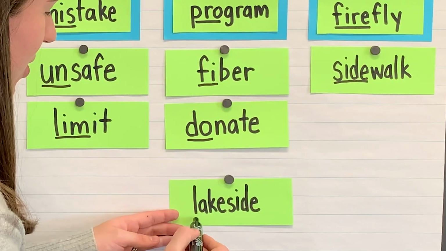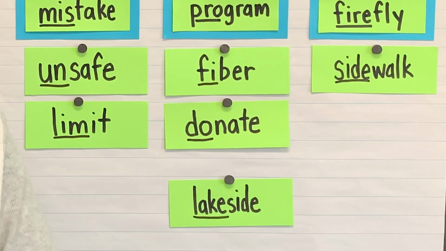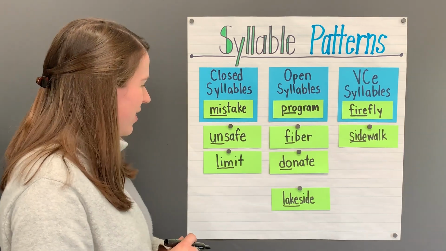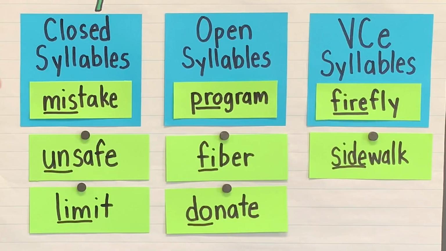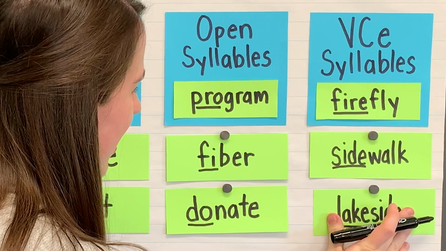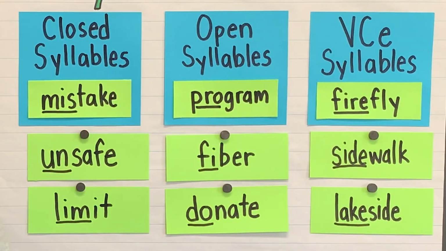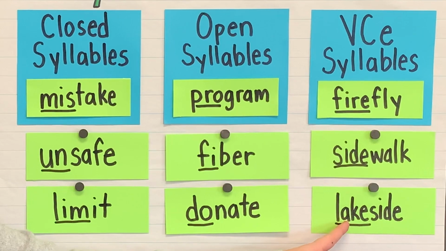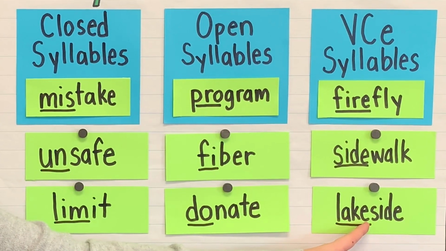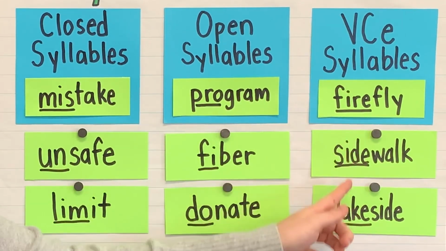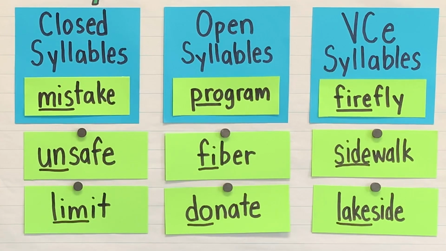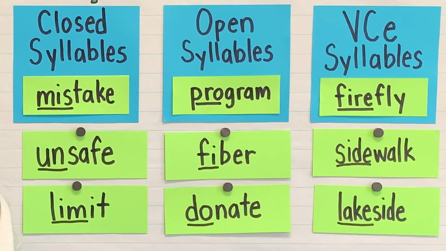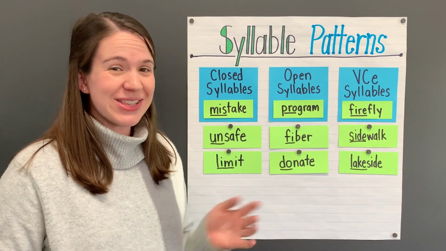Here's the first syllable. Look at that pattern and decide where would you put that word? This word belongs in the vowel consonant E syllable column. The reason that I'd put it there is because I see a vowel followed by a consonant and an E, just like I see in these other words. Let's read this word together. Lakeside. This word is lakeside.